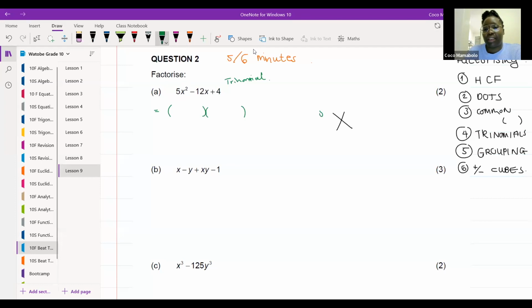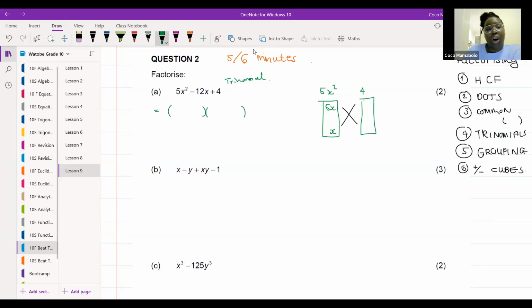Lucky for me, because I'm old, I can do the cross method in my head, but I'll do it out here for you guys so you can see. We're going to look for the factors of 5x squared on this first part, and on the other part, the factors of 4. I know that the factors of 5x squared are going to be 5x and 1x, because 5 is a prime number and it's only going to have 2 factors.